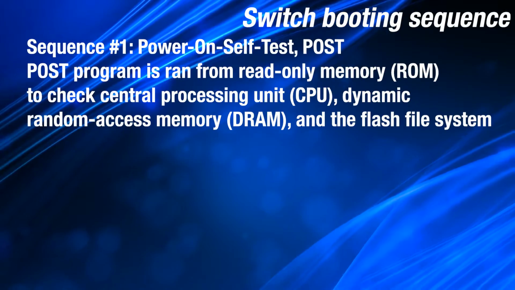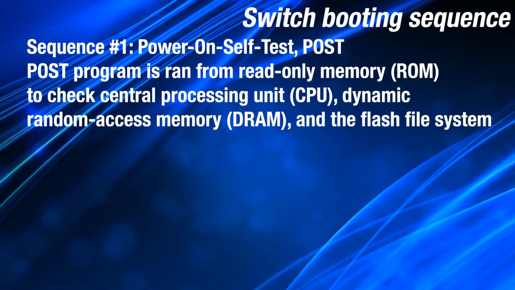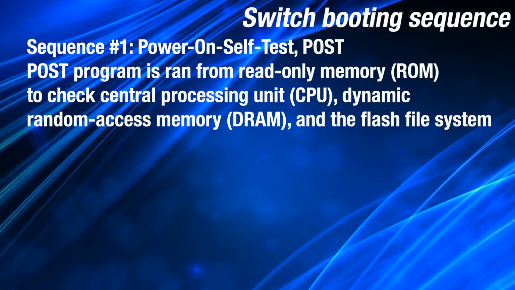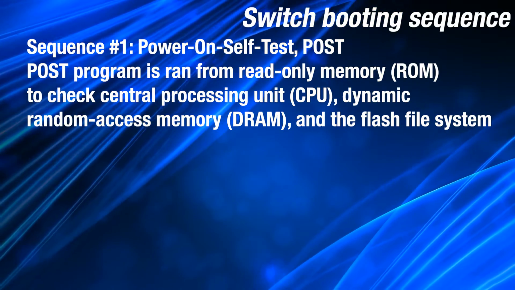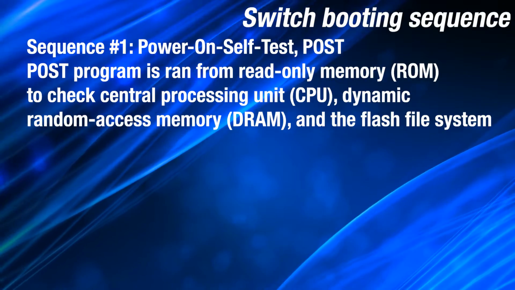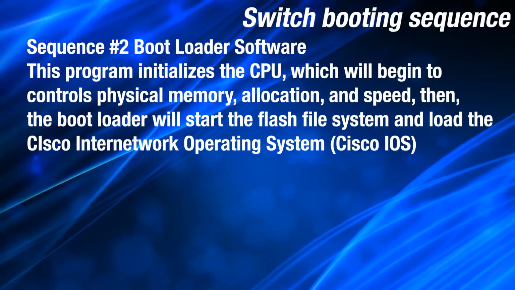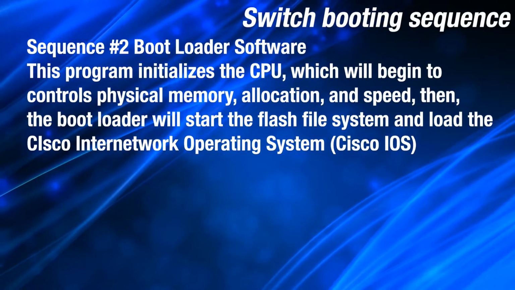There's a sequence that a Cisco switch goes through when it turns on. It starts with the power on self-test program, or POST. This is stored on the read-only memory. POST will check important parts of the system, like the central processing unit, random access memory, and the flash file system. From here, the switch loads the bootloader software.